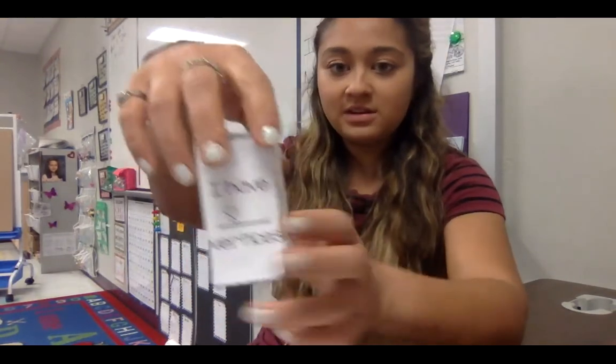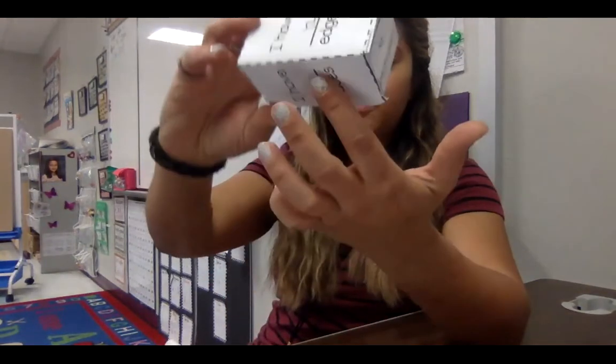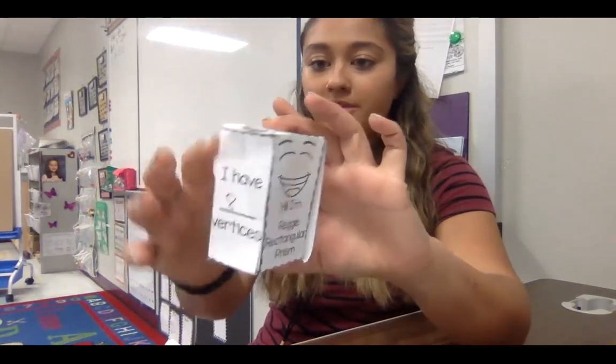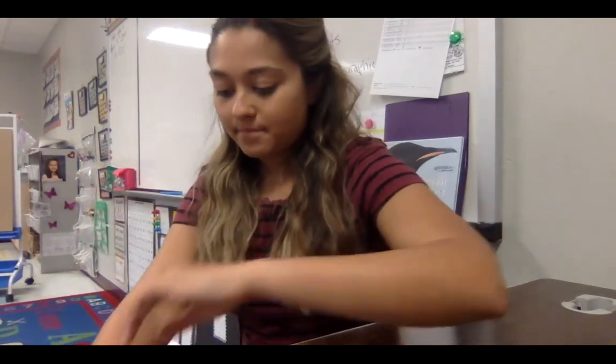Here we have a rectangular prism. How many faces does the rectangular prism have? 1, 2, 3, 4, 5, 6. And how many edges? If you count all the edges, it has 12 edges and then 8 vertices. This is a rectangular prism.